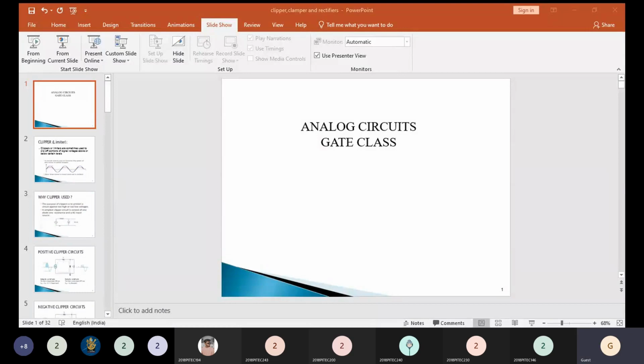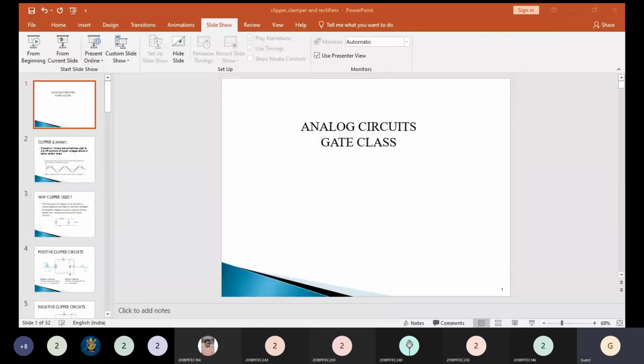Next is the positive clipper concept with biasing. Biasing means externally we are giving some voltage. For example, for a 10 volt input, the biasing voltage we are giving is 2. Let's discuss the operation. During the positive half cycle, again the same concept, it will be in forward bias, which means short circuit. Through the resistor R, we are getting only the biased voltage. Say the biased voltage is 2 volts, so from 0 to 2 volts we are getting output.